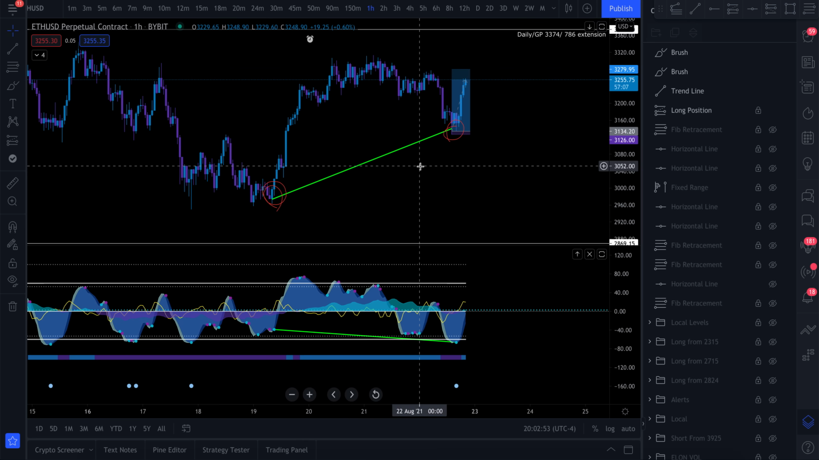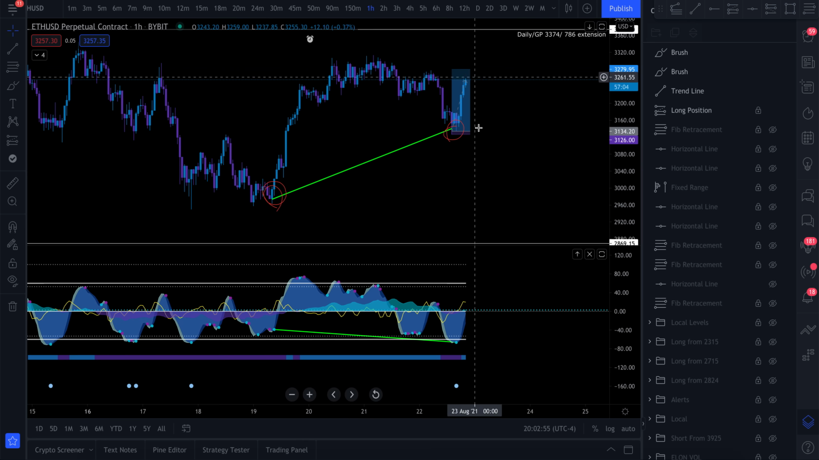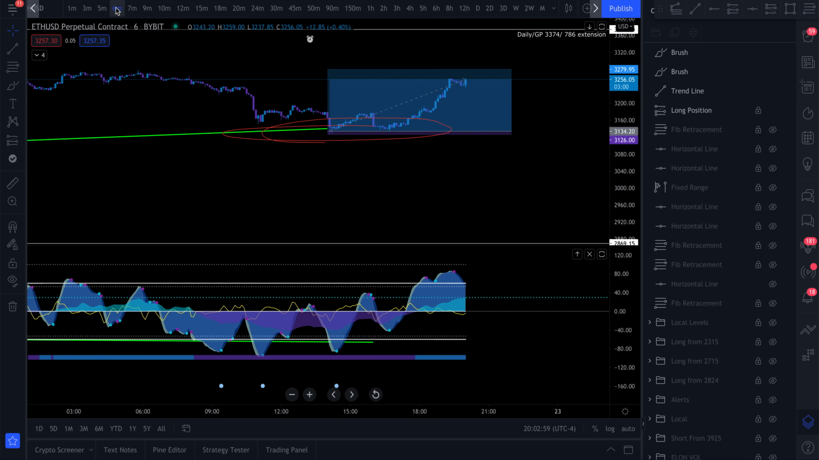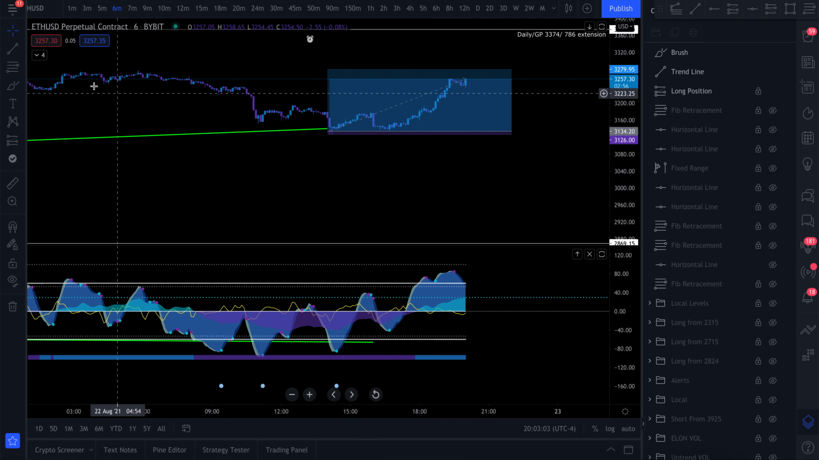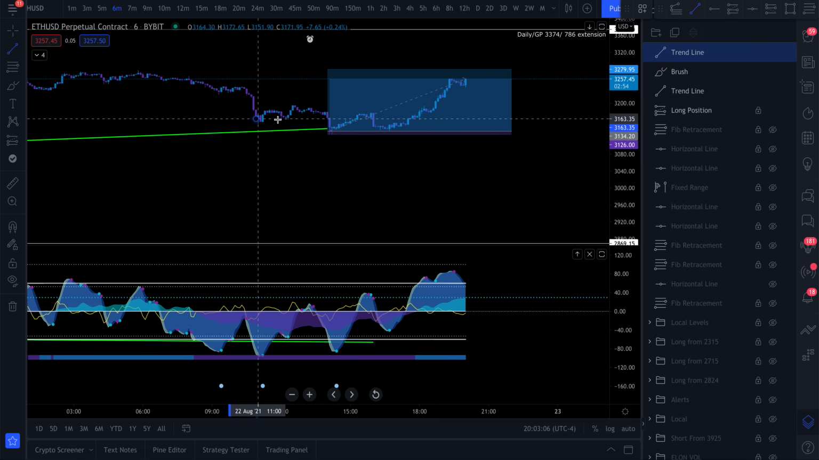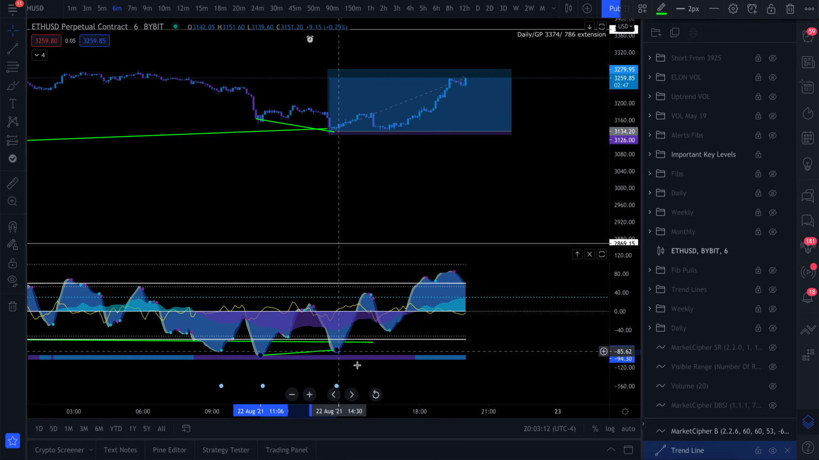So first I'm on the 1 hour. I'm looking to see the hidden divergence. If I see that, then I will go down to the 6 minute. And on the 6 minute, what I want to see here is a regular bullish divergence. A regular bullish divergence is where price is making a lower low while momentum is making a higher low, okay?